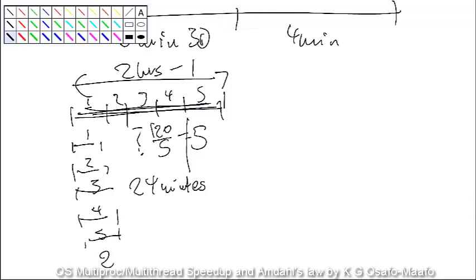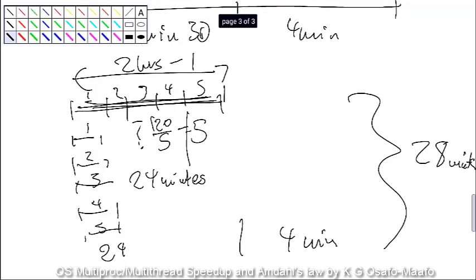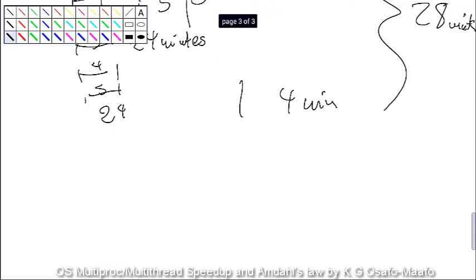You would assume they'll take 24 minutes if they do it in parallel, and of course 4 minutes at the end. So in total, you're going to spend 28 minutes on this. Right. Now, Amdahl's law, if you remember, there's a nice equation, but even without the equations and the formulae, you should be able to work this.